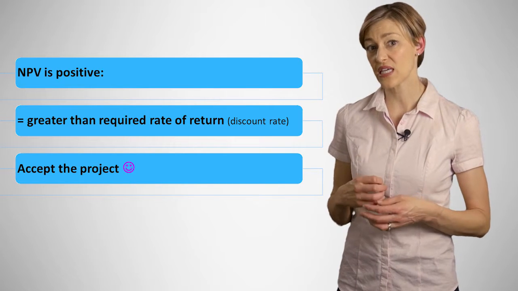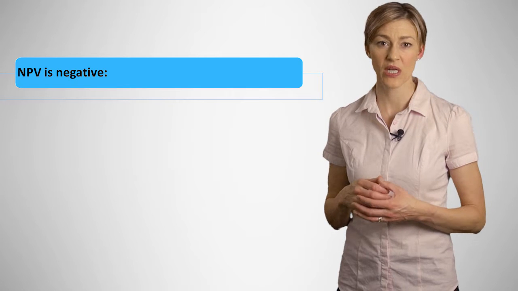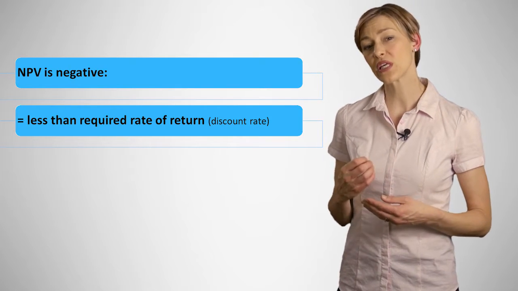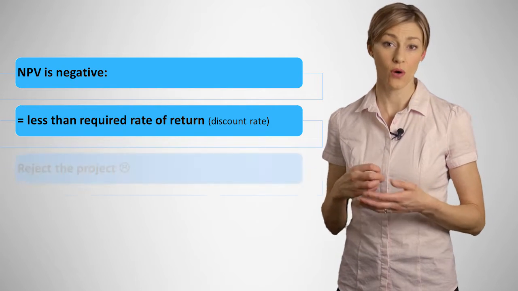However, if the NPV is a negative number, this reveals that the cash flows in the project or investment do not meet the required rate of return. From a purely financial perspective, the project or investment should therefore not be undertaken.